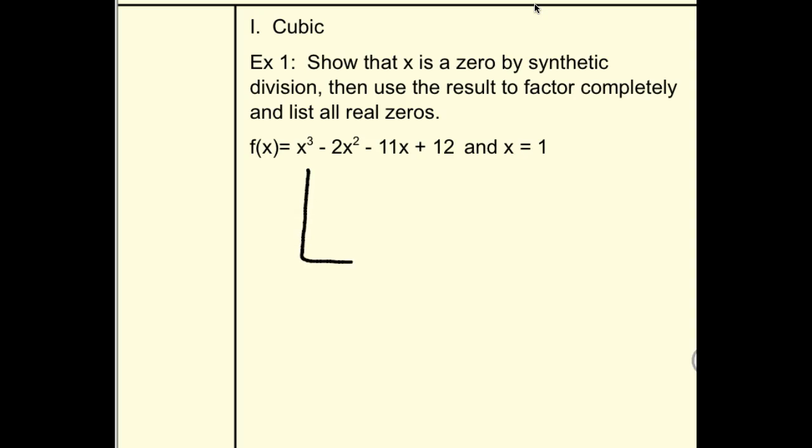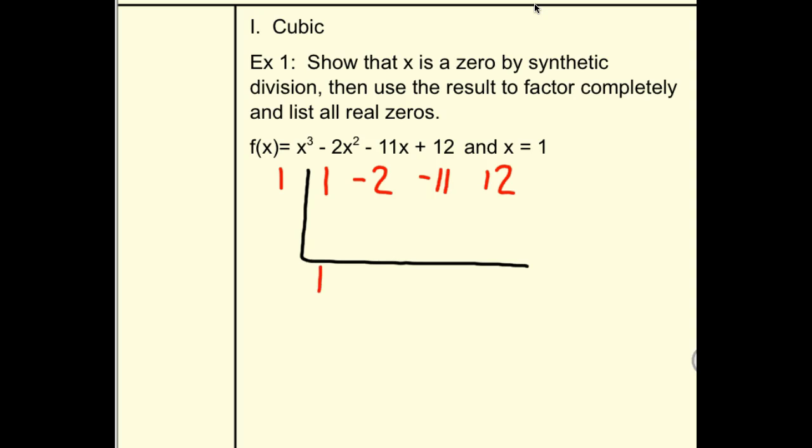So we'll set up our synthetic division. We will put those values inside the box: the coefficient of x cubed, the coefficient of x squared, the coefficient of x, and our constant. This time, because that x equals 1 is not in a binomial, 1 is the factor, so we leave it alone and we put the positive 1 on the outside. We do not make it opposite when we're given the 0.